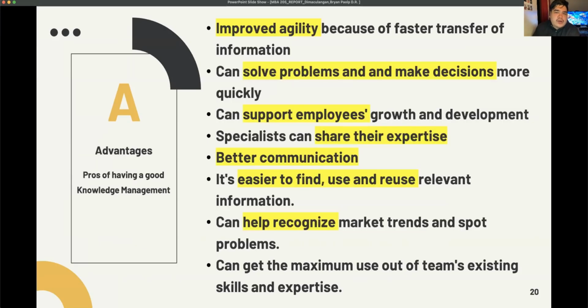Now, what are the pros and cons of knowledge management? First, we have the advantages. Of course, knowledge management improves agility because it promotes faster and quicker transfer of information. Knowledge management also solves problems and makes decisions more quickly. It can also support employees' growth and development. Specialists can share their expertise. Knowledge management also promotes better communication. It is easier to find, use, and reuse relevant information, and can help recognize market trends and spot problems.